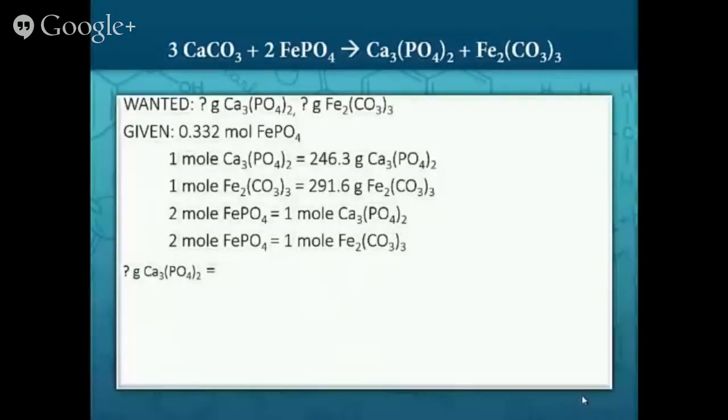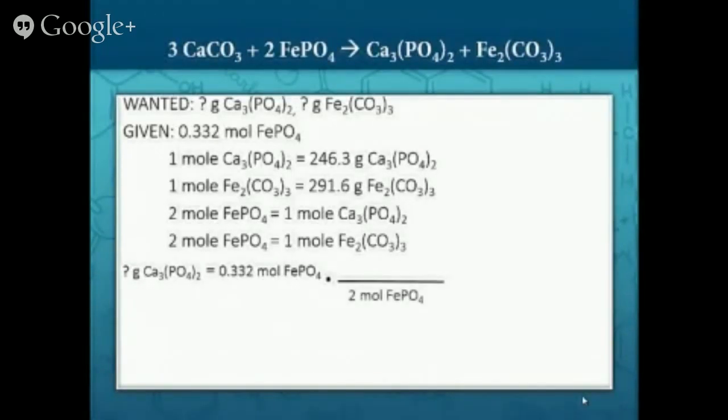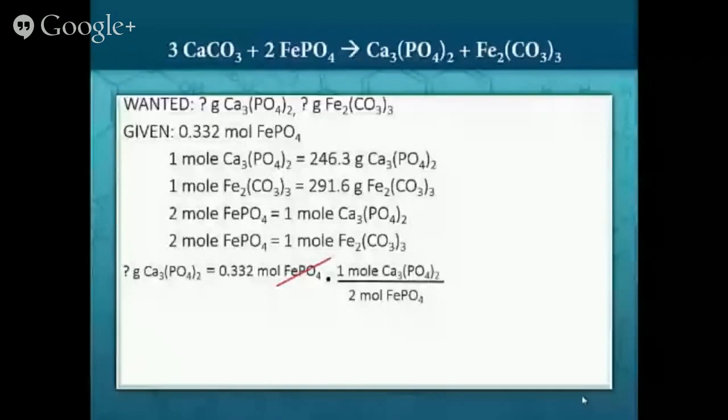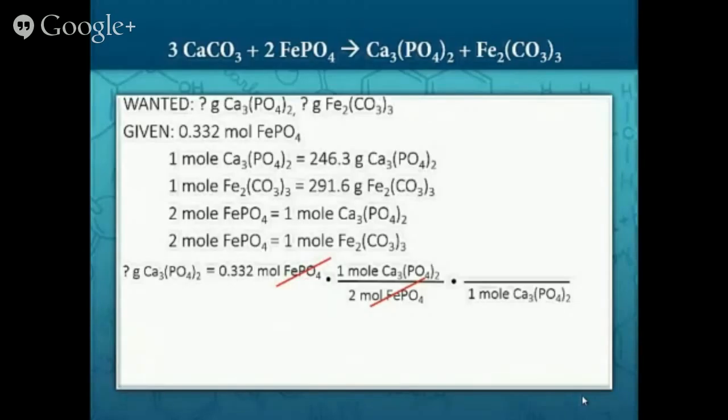How many grams of calcium phosphate is equal to 0.332 moles of iron 3 phosphate, dot line? We know that 2 moles of iron 3 phosphate make 1 mole of calcium phosphate, and moles of iron 3 phosphate cancel out. And then we multiply this by the molar mass of calcium phosphate. We know that 1 mole of calcium phosphate has a mass of 246.3 grams, and the moles of calcium phosphate cancel out. We multiply the numerators together and divide by the denominators, and we get 40.9 grams of calcium phosphate. That's the first half of the problem.